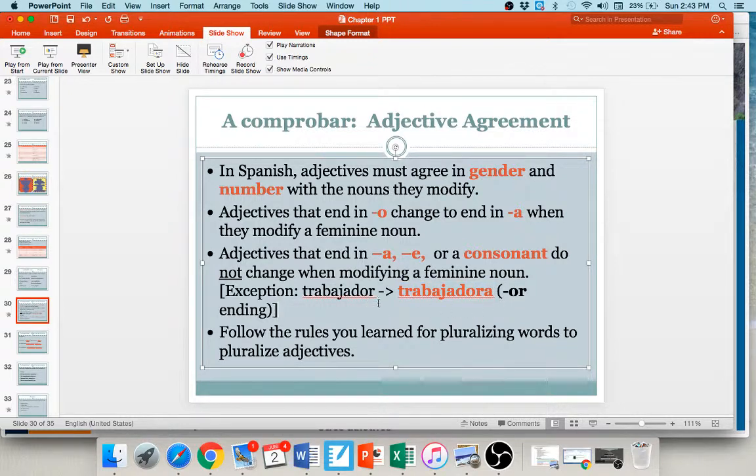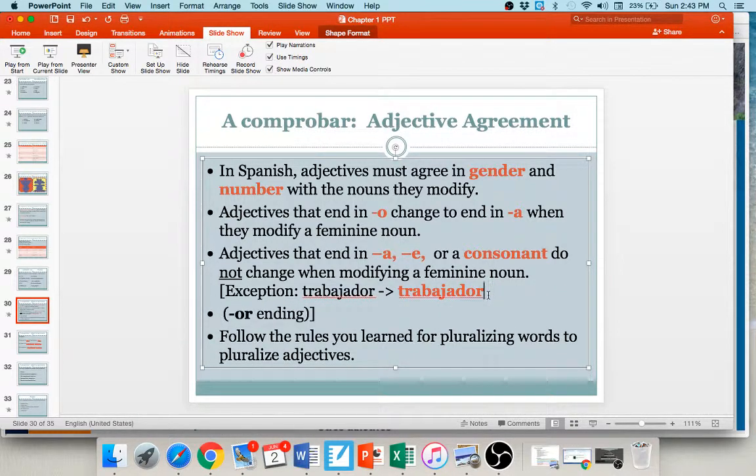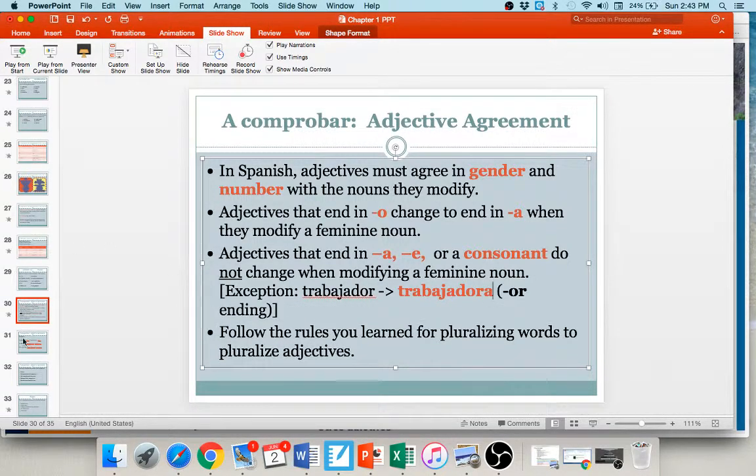But if I have multiple hardworking men, I take trabajador and I need to add an ES to make it plural. Because remember, if it ends in a vowel, I add just an S. If it ends in a consonant, I add ES. So trabajador, masculine singular. To make it plural, I need to add ES. So the guys are trabajadores. There's multiple guys. One guy is trabajador. One girl is trabajadora. Multiple girls, remember, it ends in a vowel, so to make it plural, multiple girls are trabajadoras. Okay, that's how you go through and work those out.